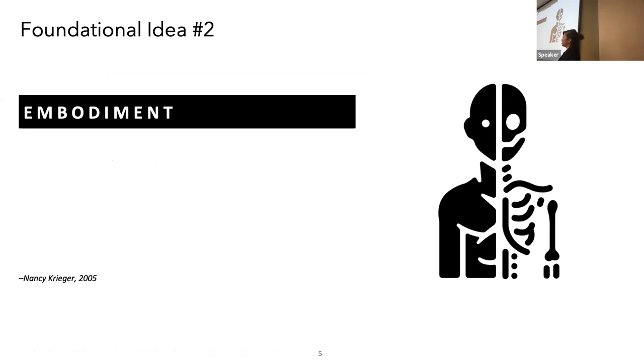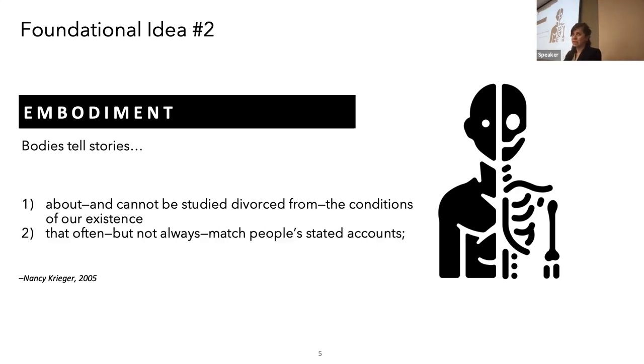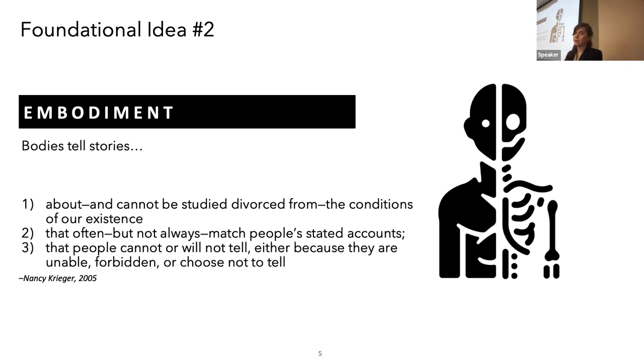Foundational idea number two is this work on embodiment. So I'm going to quote Nancy Krieger, but there are a lot of folks doing really amazing work in embodiment. She's not the only person doing it, but I like how she explains embodiment. She says that bodies tell stories about, and cannot be studied divorced from, the conditions of our existence, that often, but not always, match people's stated accounts, and that people cannot or will not tell either because they're unable, forbidden, or choose not to tell.